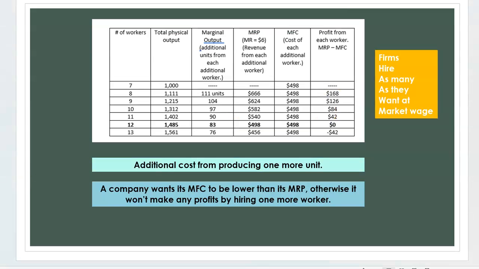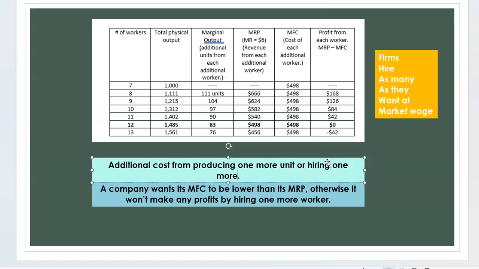Now, the opposite is the marginal factor cost. The marginal factor cost is the additional cost from producing 1 more unit or hiring 1 more worker. In other words, the marginal revenue product is you hire them, and this is how much they bring in. What we're saying here is you hire somebody and they bring you $500 in revenue, but against it you are paying a certain wage.